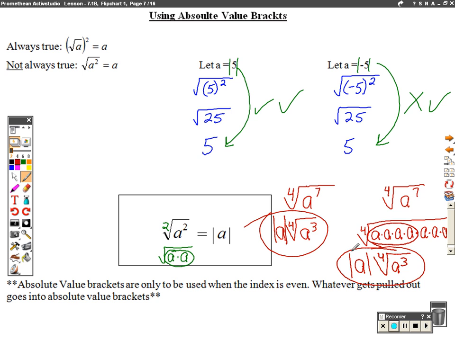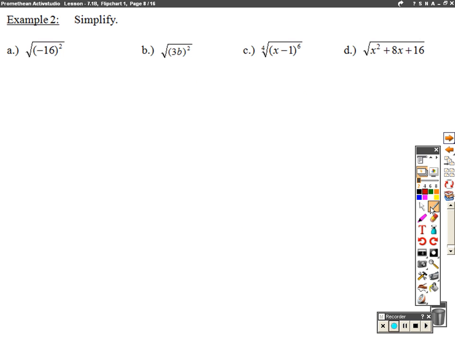Anytime the index is odd, like a cube root or a 5th root or a 7th root, you never need absolute value brackets. In fact, you do not use them.